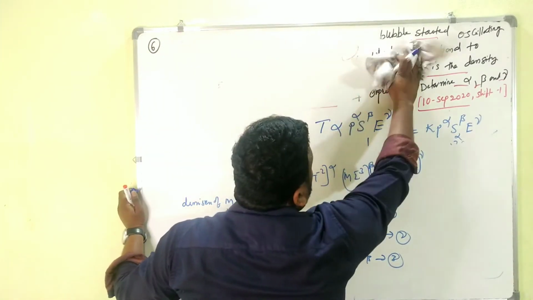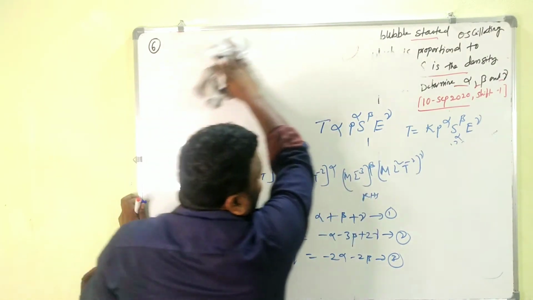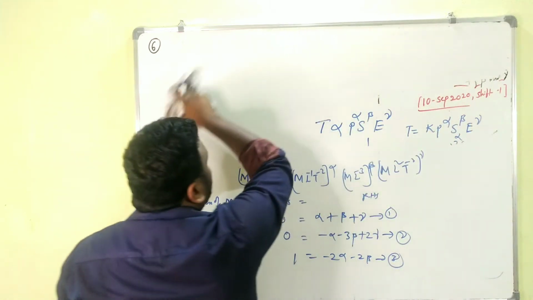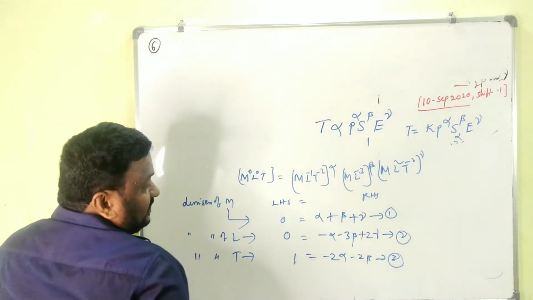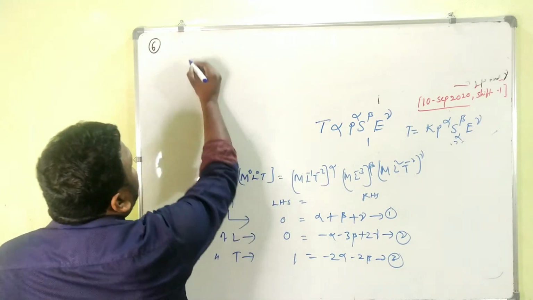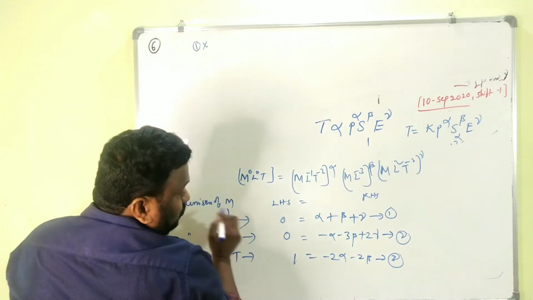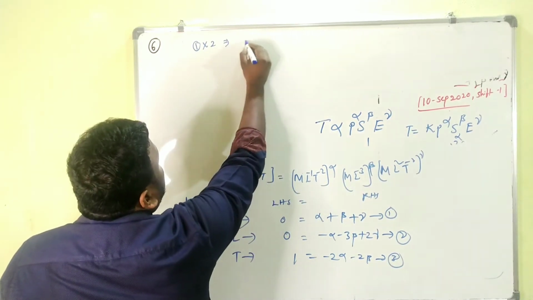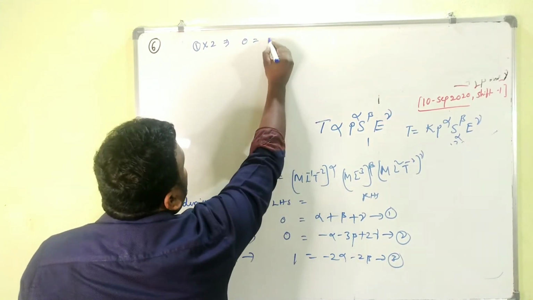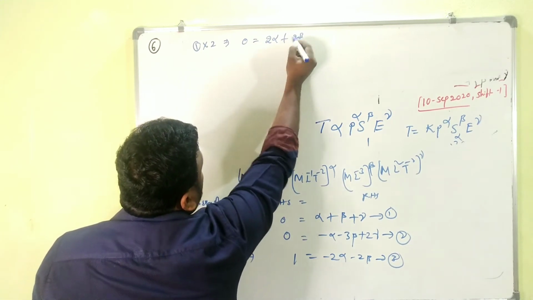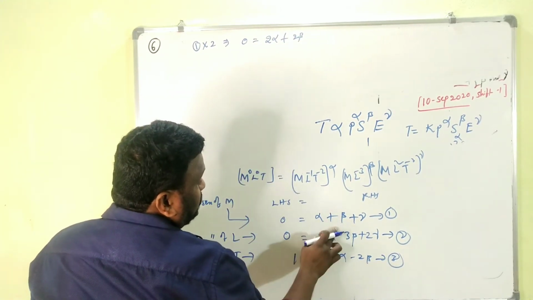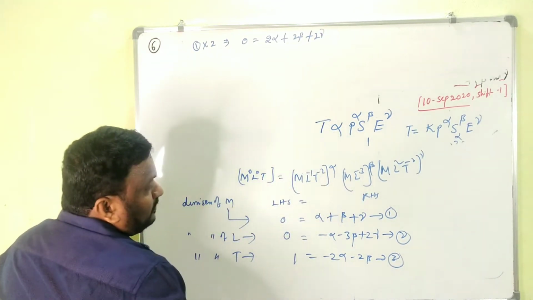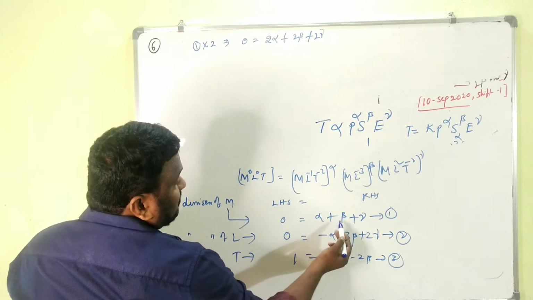So now we have to solve equations number 1, 2, 3, then only we will get the alpha, beta, gamma. It may seem very lengthy, but it is very easy, but you have to do it in a very short time also. So first I am going to take equations number 1 and 3. Equation 1 into 2: 0 equals 2 alpha plus 2 beta plus 2 gamma.